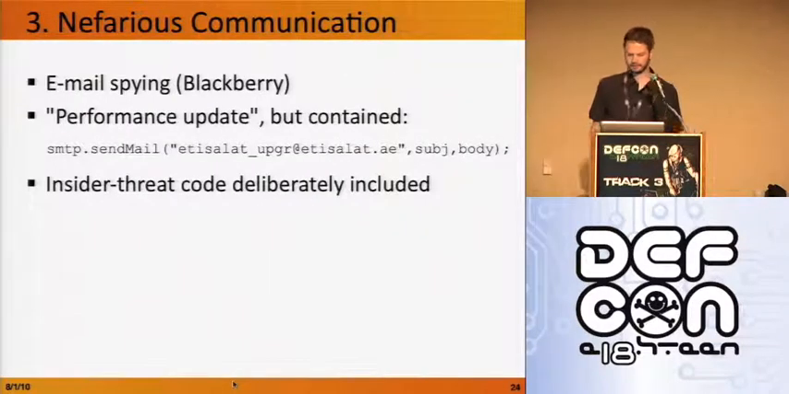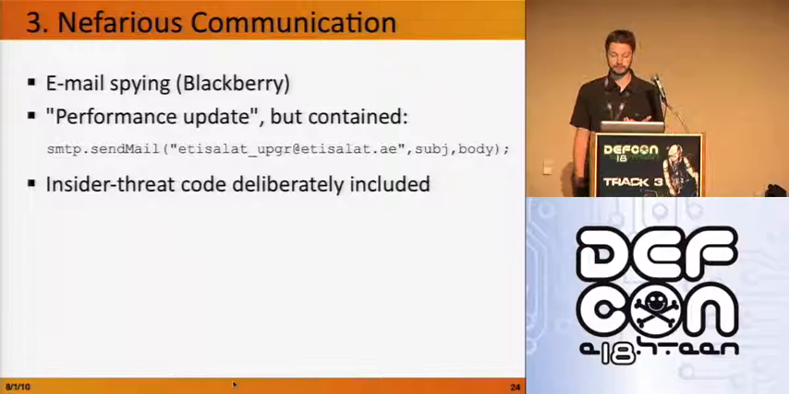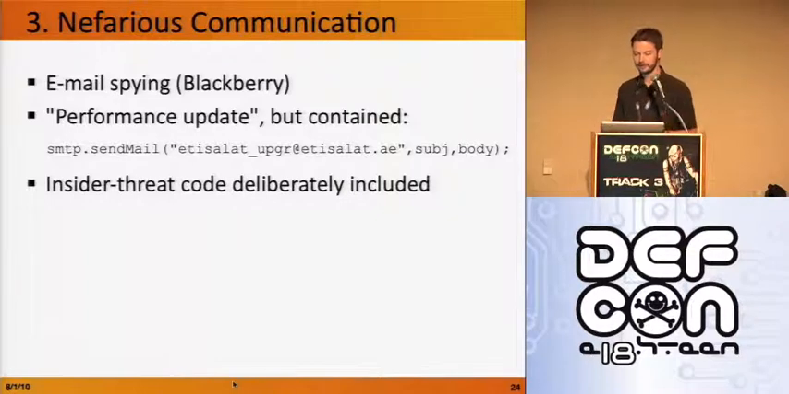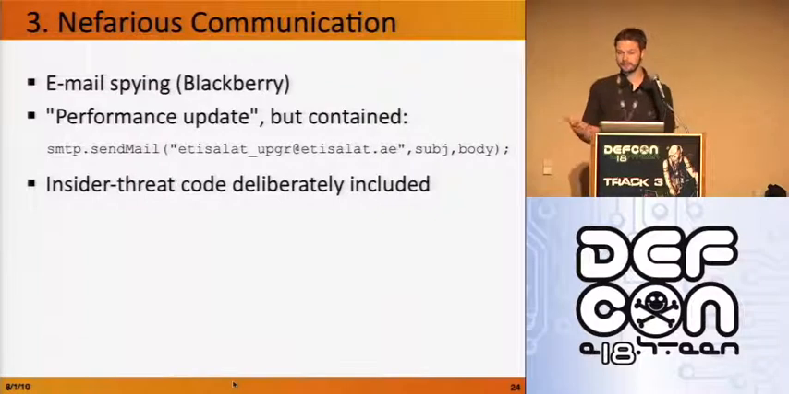The email, so the BlackBerry email spying case. So in a particular country, this update was advertised as a performance update. When you actually decompiled the performance update, you found the following piece of code. It contains some forwarding mechanism that for each mail you receive on your BlackBerry, it was also forwarded to that particular address. That was actually deliberately in the code, and it was there to comply with regulations.